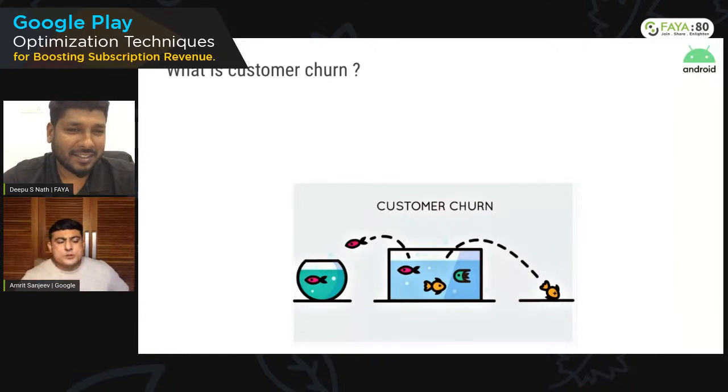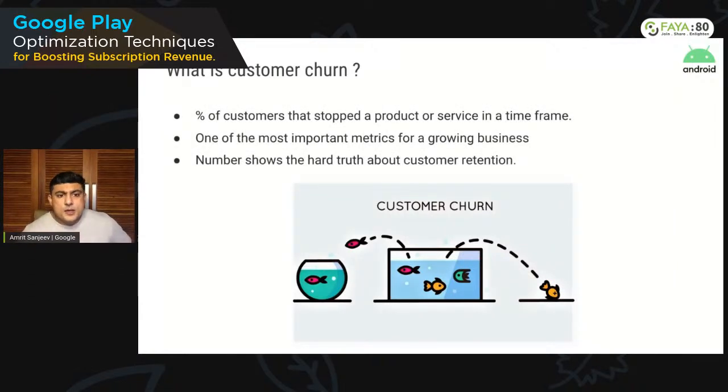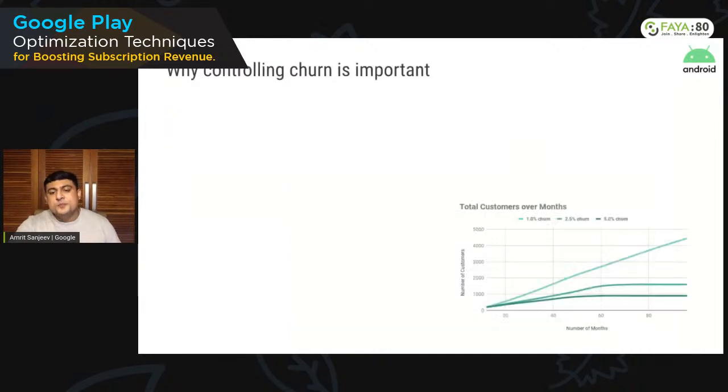I just want to touch upon churn right now. Customer churn is basically the percentage of customers that have stopped using a product or service in a time frame, like in a month or every 30 days. It's one of the most important metrics that you've got to keep tracking, and the numbers really show how your user retention is working. It's like the real hard truth for retention.